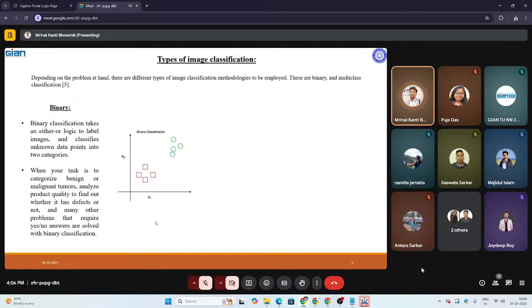In the case of multi-class, that is more than two classes in a dataset, we call it multi-class classification. I will be working on it in the upcoming slides.